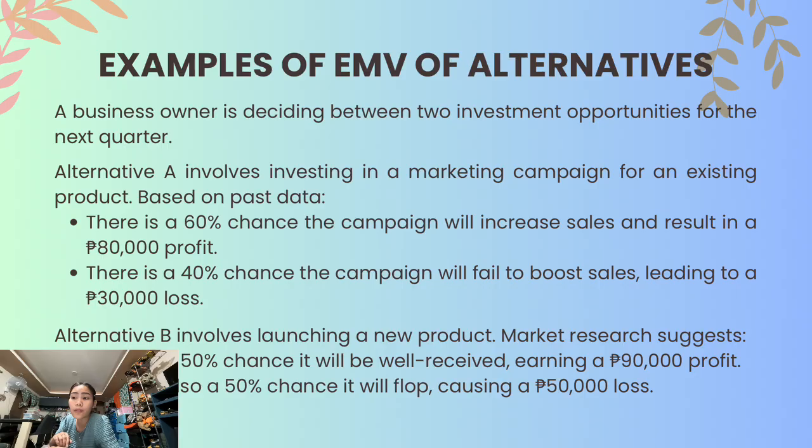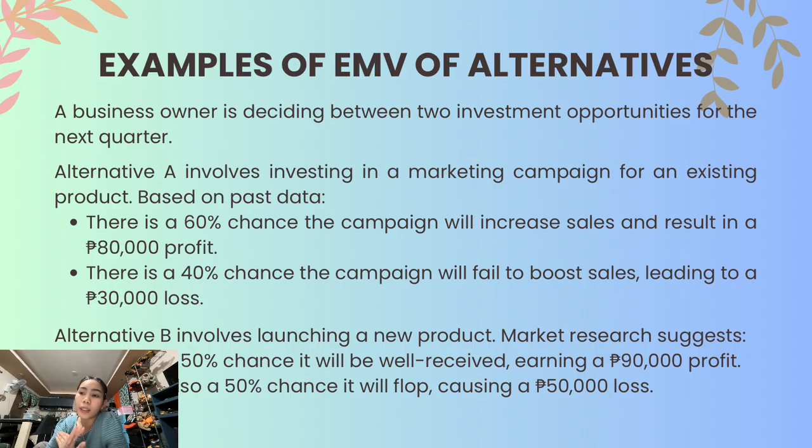Alternative B involves launching a new product. Market research suggests that there is a 50% chance it will be well received, earning 90,000 profit, while there is also a 50% chance it will flop, causing a 50,000 loss.